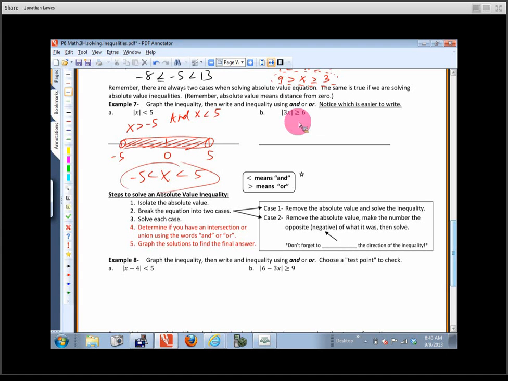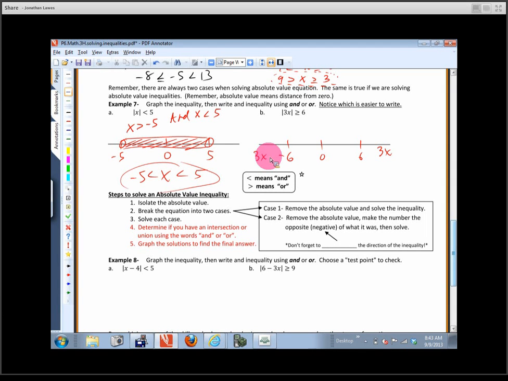If it's a greater than, stop and think about what this means. That means however far this is from 0, it's got to be more than 6 units away from 0. So there are two ways to make that happen. If 0 is right here, I could be over on this side of +6, or I could be on this side of -6.